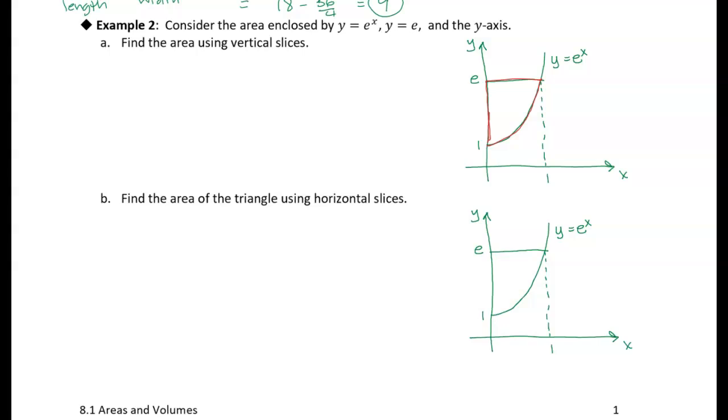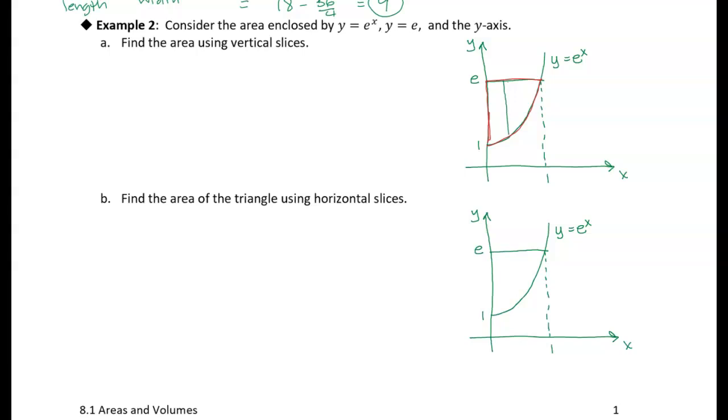That's important. And so we're asked to evaluate this area in a couple different ways. One, to look at vertical slices, and another way to look at horizontal slices. So part A is asking us just to look at vertical slices. So let's take a look at what one of those slices would look like.